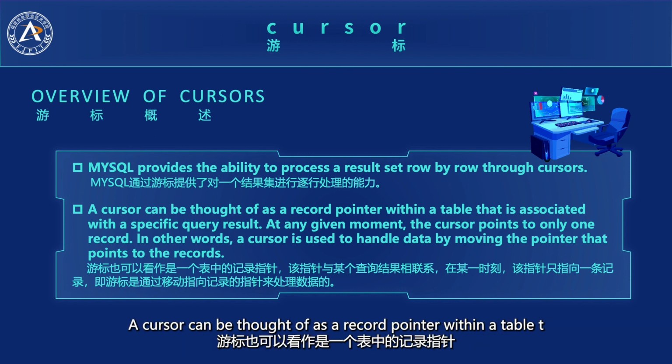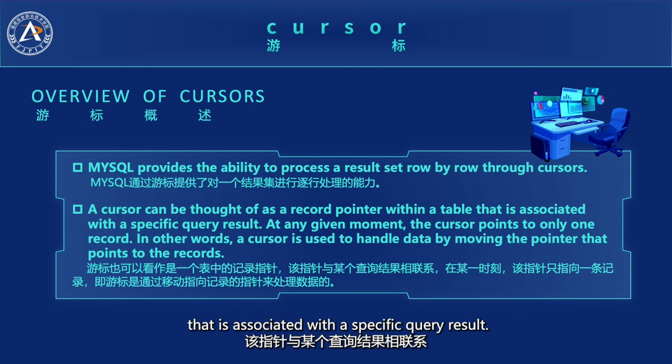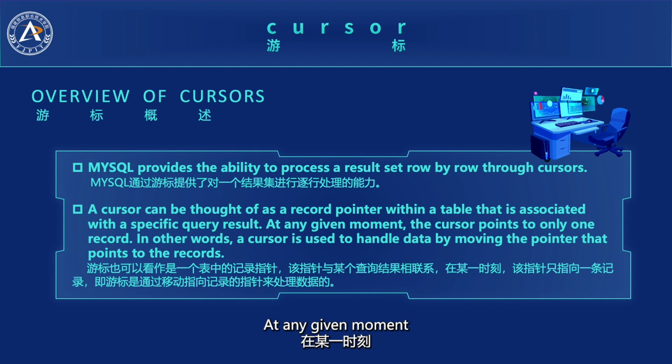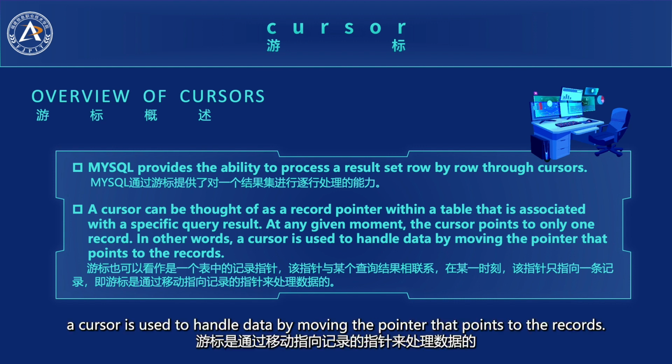A cursor can be thought of as a record pointer within a table that is associated with a specific query result. At any given moment, the cursor points to only one record. In other words, a cursor is used to handle data by moving the pointer that points to the records.